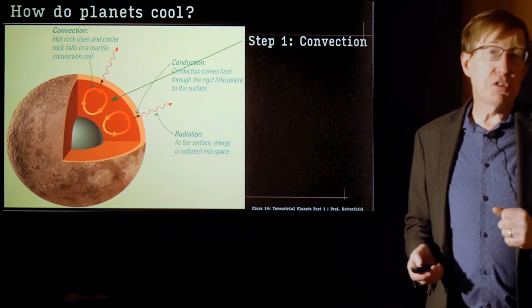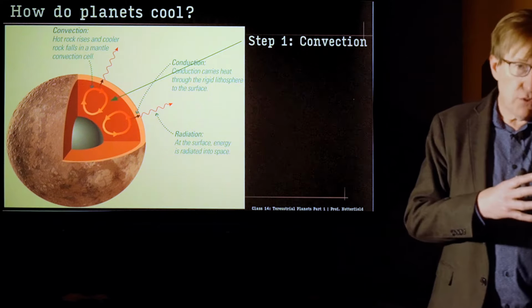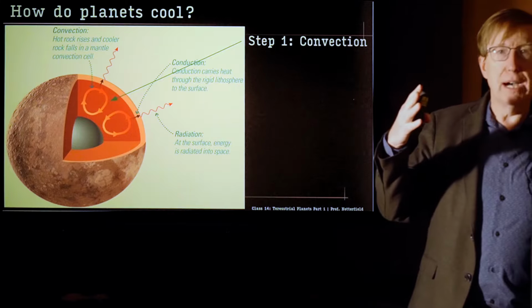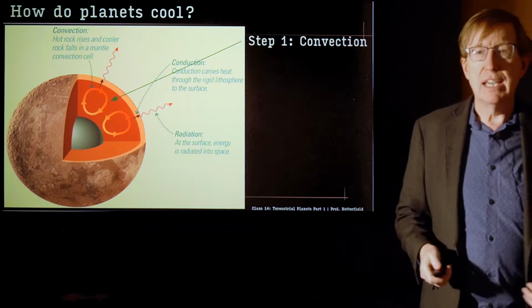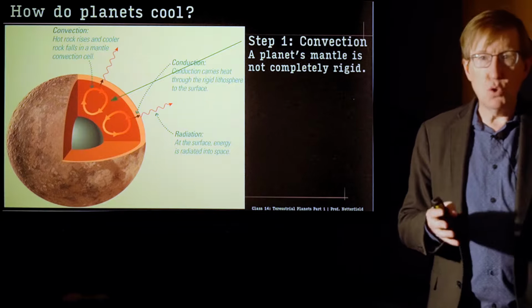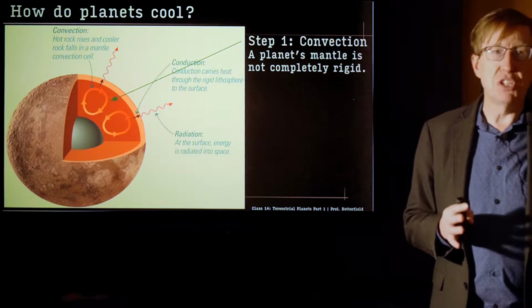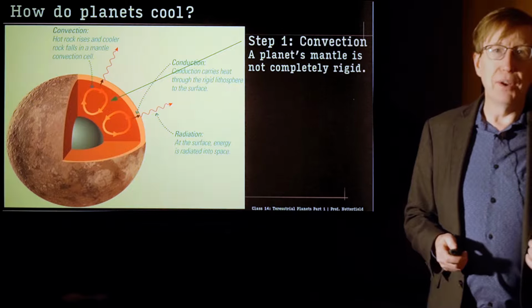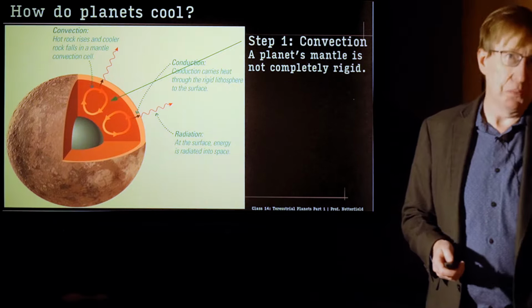The first stage, the most important stage for getting heat from the core up to the crust, is a process called convection. Turns out that the mantle, even now, even though it's cool, is not completely rigid. It's kind of like really, really thick taffy.